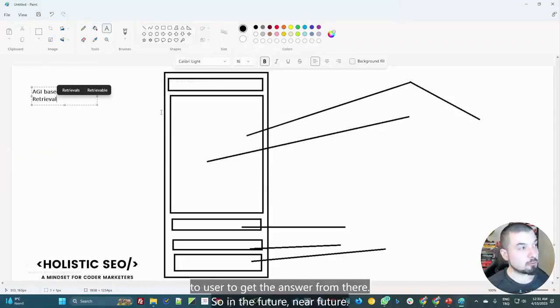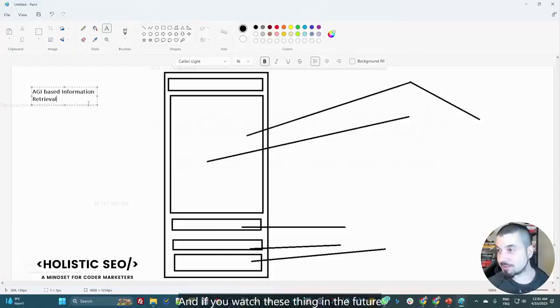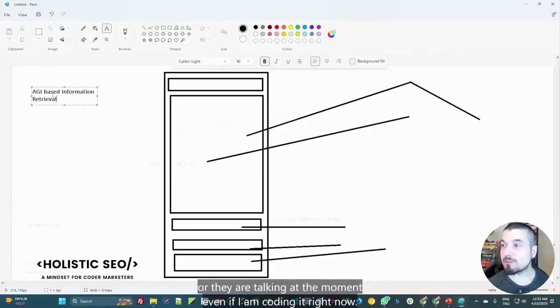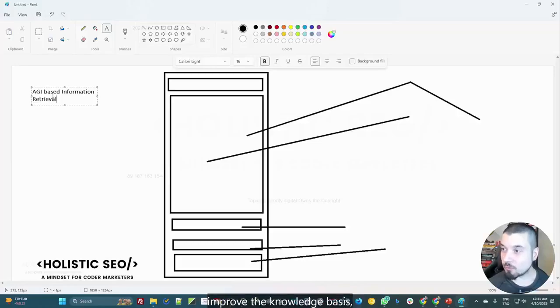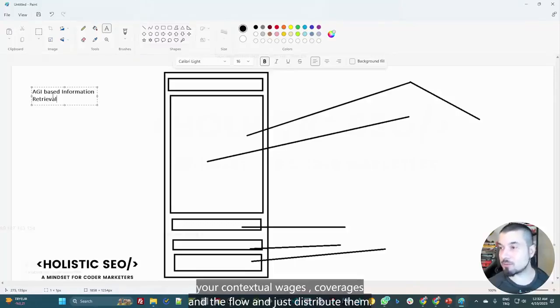So in the near future, and if you watch this in the future, like past 4 years or the current time, websites will be talking, or they are talking at the moment. Even I am coding that right now. You will get the knowledge bases, verbalize the knowledge bases, improve the knowledge bases, create semantic content networks, topical maps, then arrange your contextual weights, coverages, and the flow, and just distribute them.